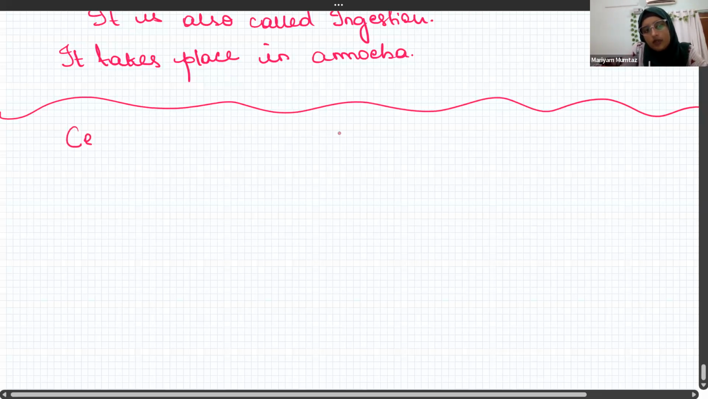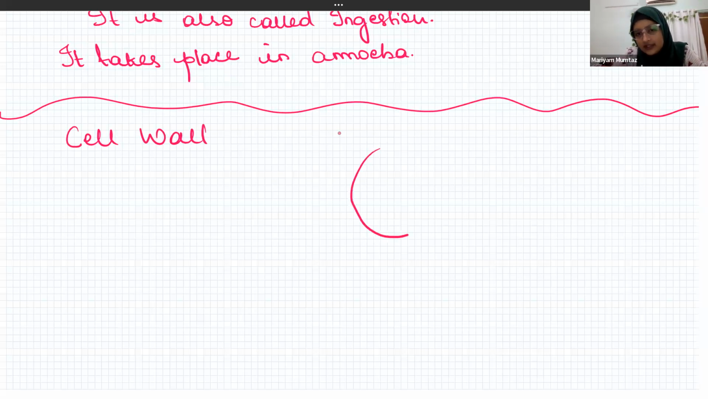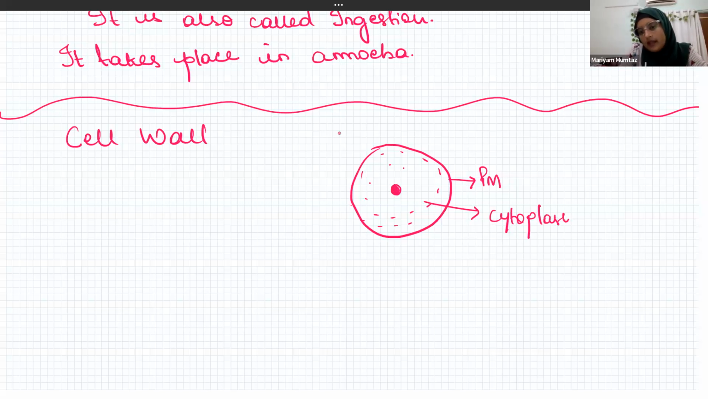So a cell wall. See, I told you that this was the structure of the cell, and this was the nucleus, and this was the cytoplasm. And this protective covering was known as? Cell membrane or plasma membrane. Yes, plasma membrane or cell membrane. This is cytoplasm. And this was nucleus.